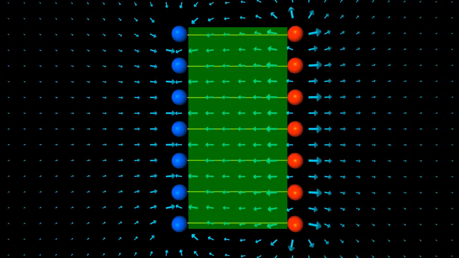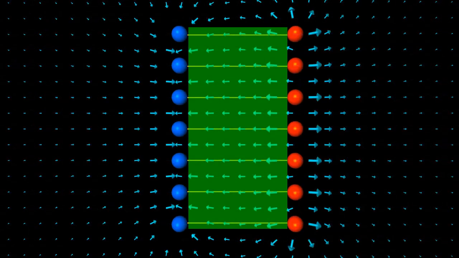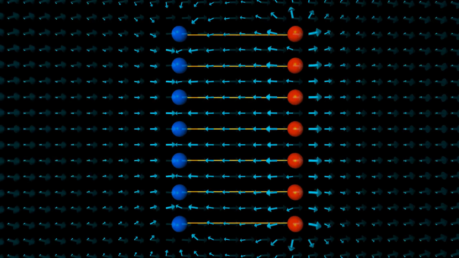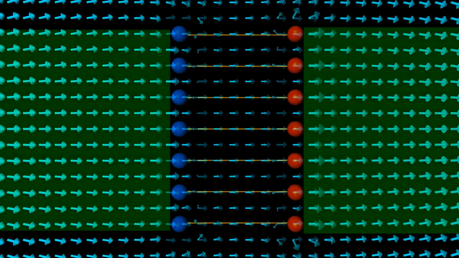In the space between the displaced charges, the electric field vectors caused by the distortion polarization are pointing into the opposite direction of the external field, so the uniform field is weakened. To the left and to the right of the dipoles, the external field gets boosted, the vectors are pointing into the same direction.